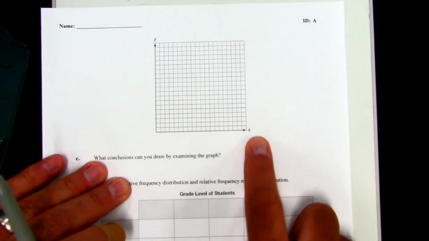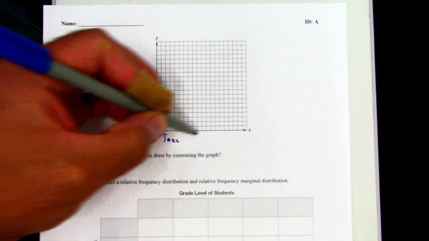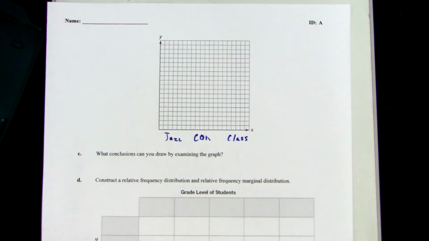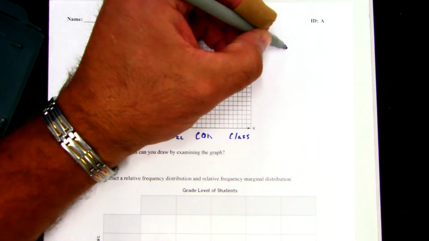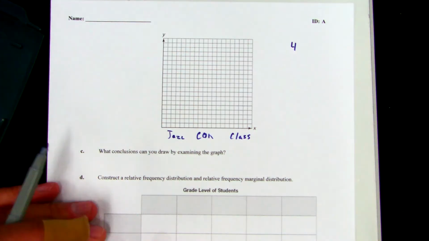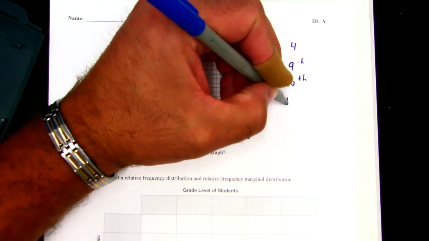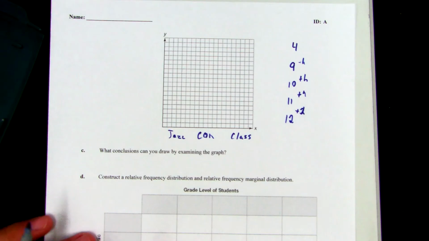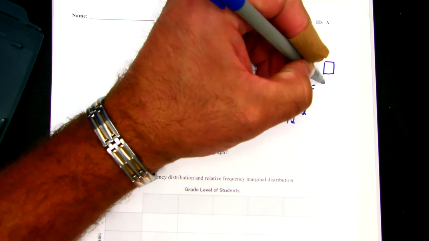a graph, and they told you that they wanted the x-axis to be the types of music. So that means the types of music would have been jazz, contemporary, and classic. Then you were supposed to do a graph, and you had to come up with how many bars. It would have been 4 different bars, one for 9th graders, one for 10th graders, one for 11th graders, and one for 12th graders.